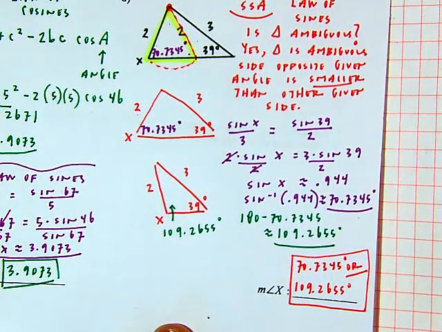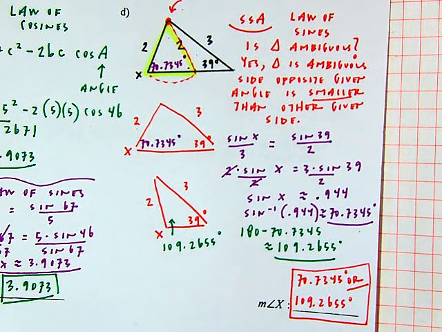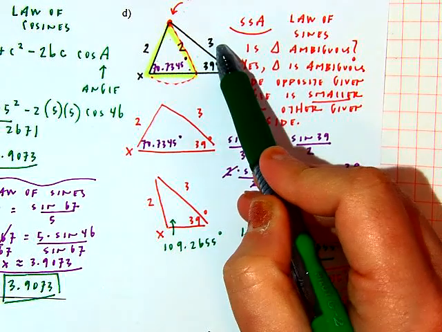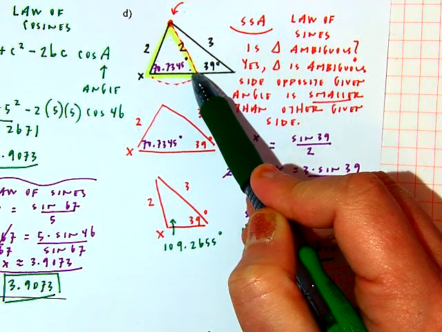Okay, so again, we know that the ambiguous case only happens with side-side-angle, and it only happens when the side opposite that given angle right here is smaller than the other given side. It gives it room to swing into a second position.